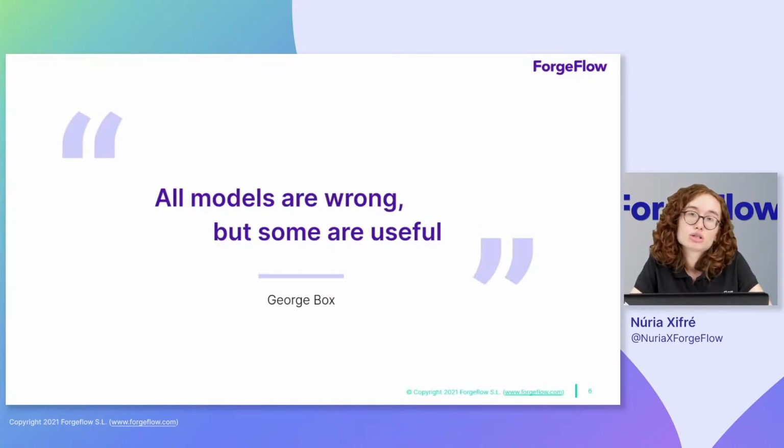Before going to the example, I would like to remark a famous quote said by George Box, who was a statistician, who said that all models are wrong, but some are useful. This means that a model won't explain 100% of the reality, but it can give us an approximate point of view of it.